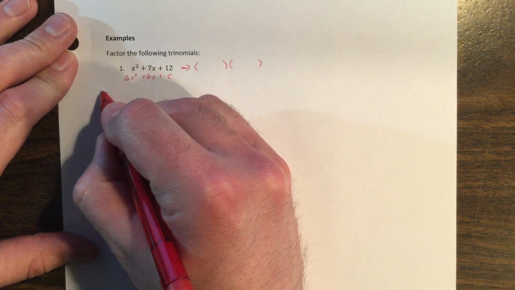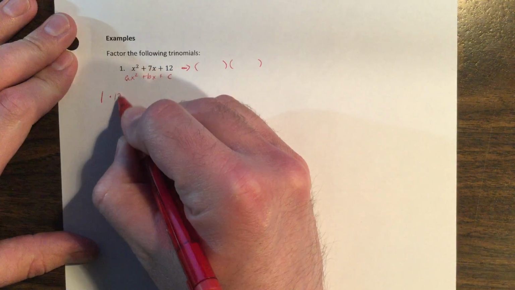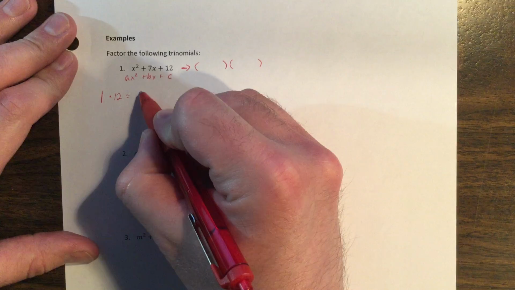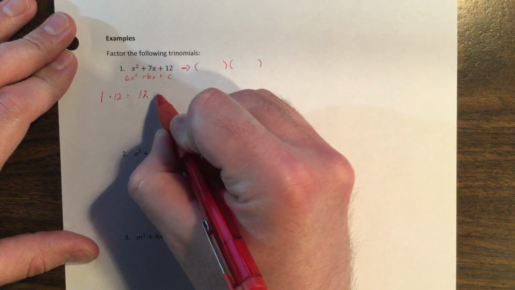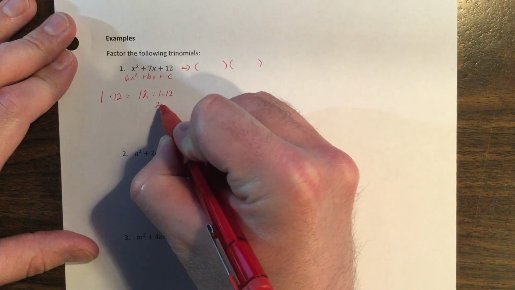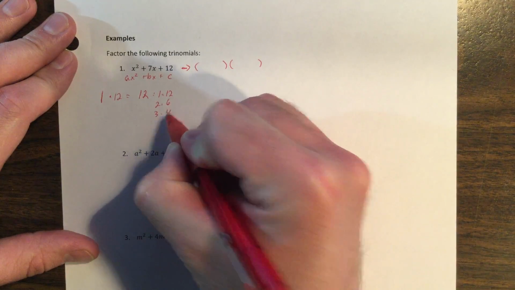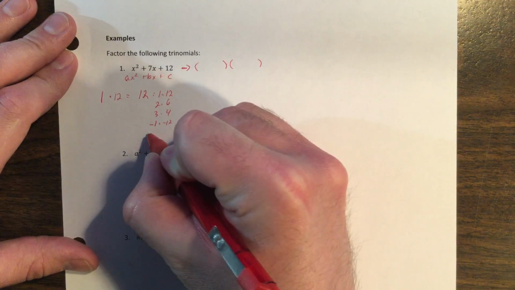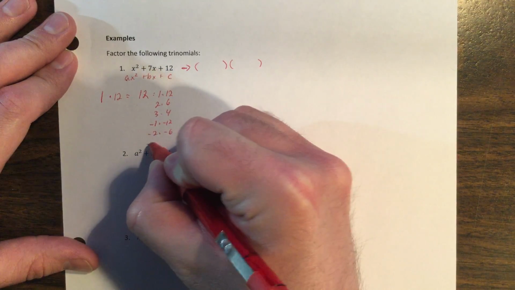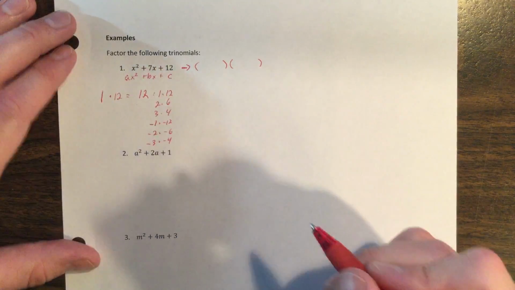Our a value is 1 and our c value is 12. So if we multiply those together, we get 12. Factors of 12: 1 times 12, 2 times 6, 3 times 4, and then we have all of our negatives as well. Negative 1 times negative 12, negative 2 times negative 6, and negative 3 times negative 4.